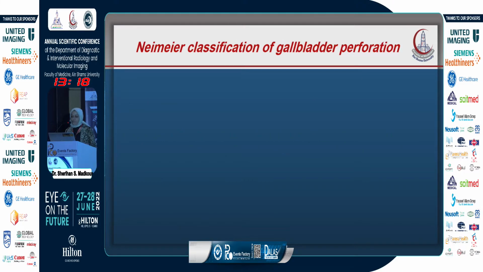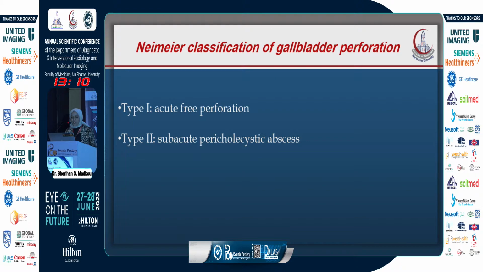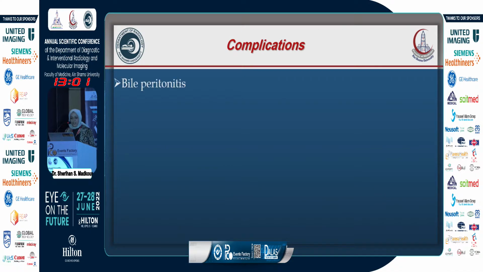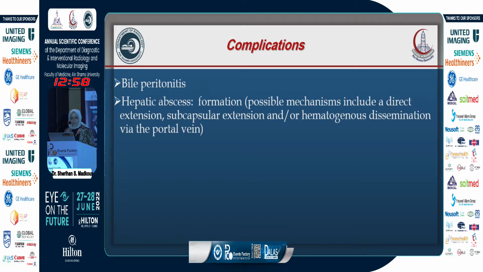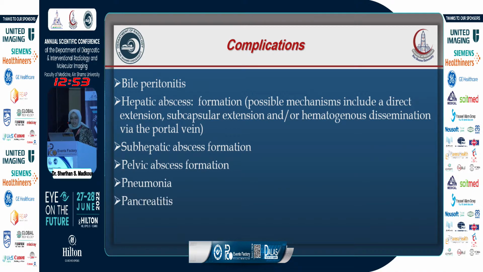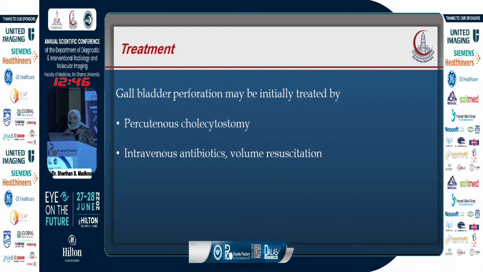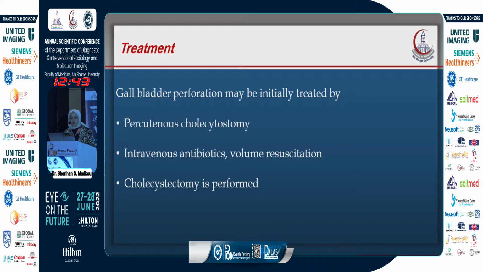Niemeier classification of gallbladder perforation: type 1, acute free perforation; type 2, subacute pericholecystic abscess; type 3, chronic cholecystoenteric fistula; type 4, cholecystobiliary fistula formation. Complications: bile peritonitis, hepatic abscess, subhepatic abscess, pelvic abscess, pneumonia, pancreatitis. Treatment: percutaneous cholecystostomy, intravenous antibiotics, volume resuscitation, and cholecystectomy is performed.